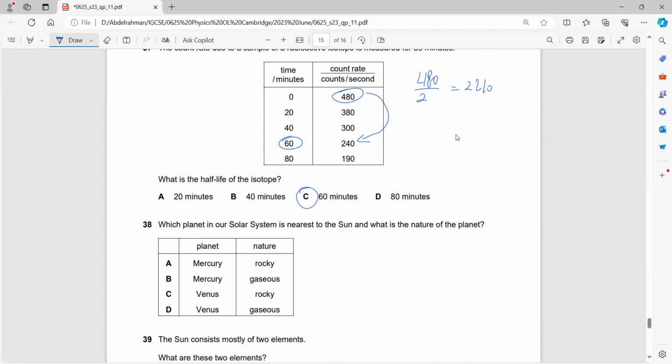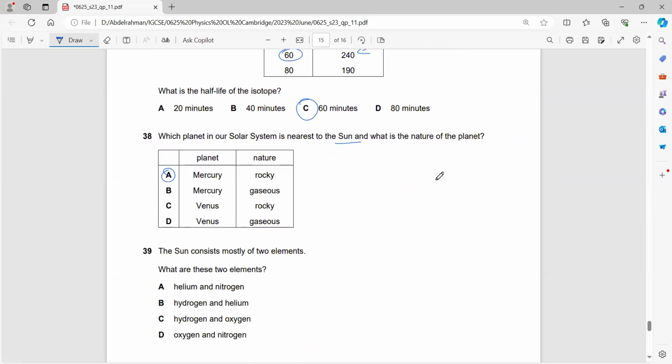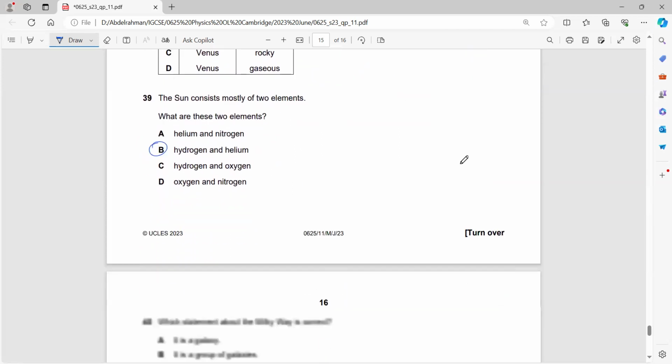That's it. Which planet is nearest to the sun, and what is the nature of this planet? Definitely, the planet nearest to the sun would be Mercury. And the nature of this planet is rocky. The sun consists mostly of two elements. We know that the two elements are hydrogen and helium.